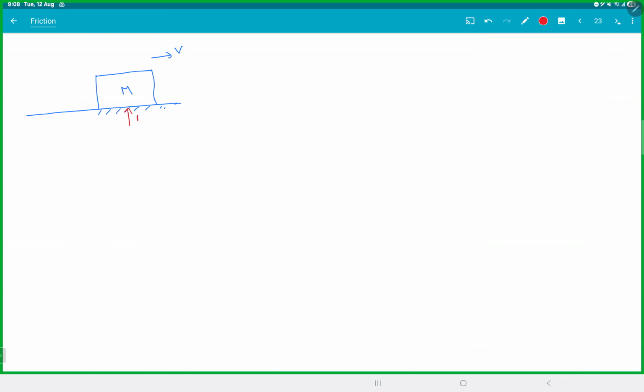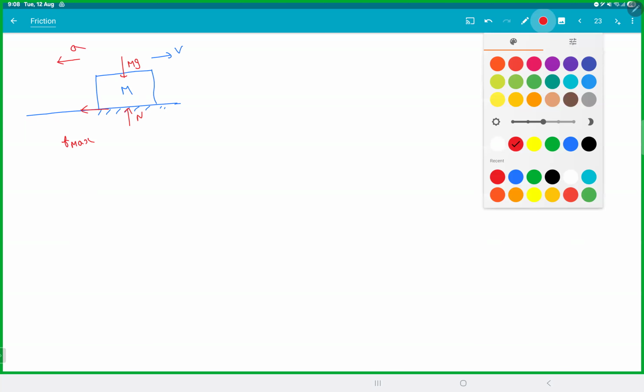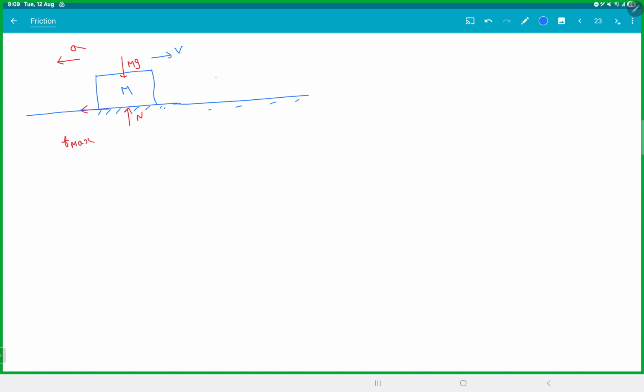A normal reaction, total weight mg will act. Since it is moving, friction is maximum. Now you get a constant acceleration. So this block will slide, slide, slide, and eventually will stop somewhere here. So v final is 0. So here F max will be mu into N, which is equal to ma. This is mu mg, this is ma. So we get acceleration is equal to mu g.